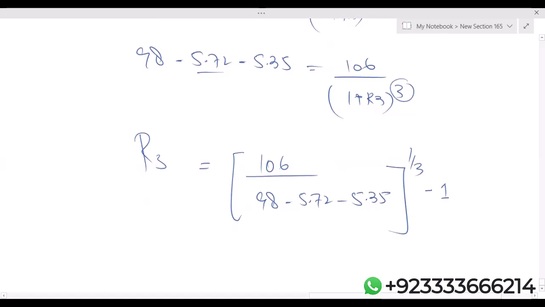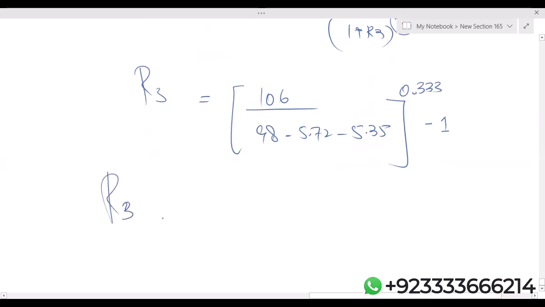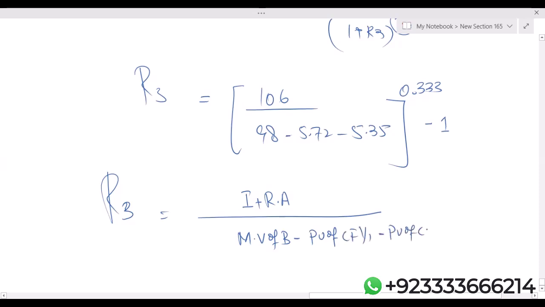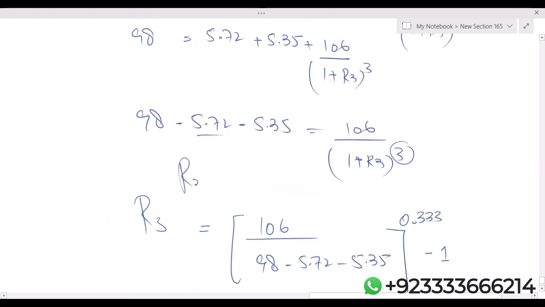Great. R3 actually is equal to interest plus redemption amount, divided by market value of bond minus present value of cash flow year 1 minus present value of cash flow year 2, power 1 upon 3, which means 0.333, minus 1. I hope it is clear to everyone. And R3 we are getting 6.83%.